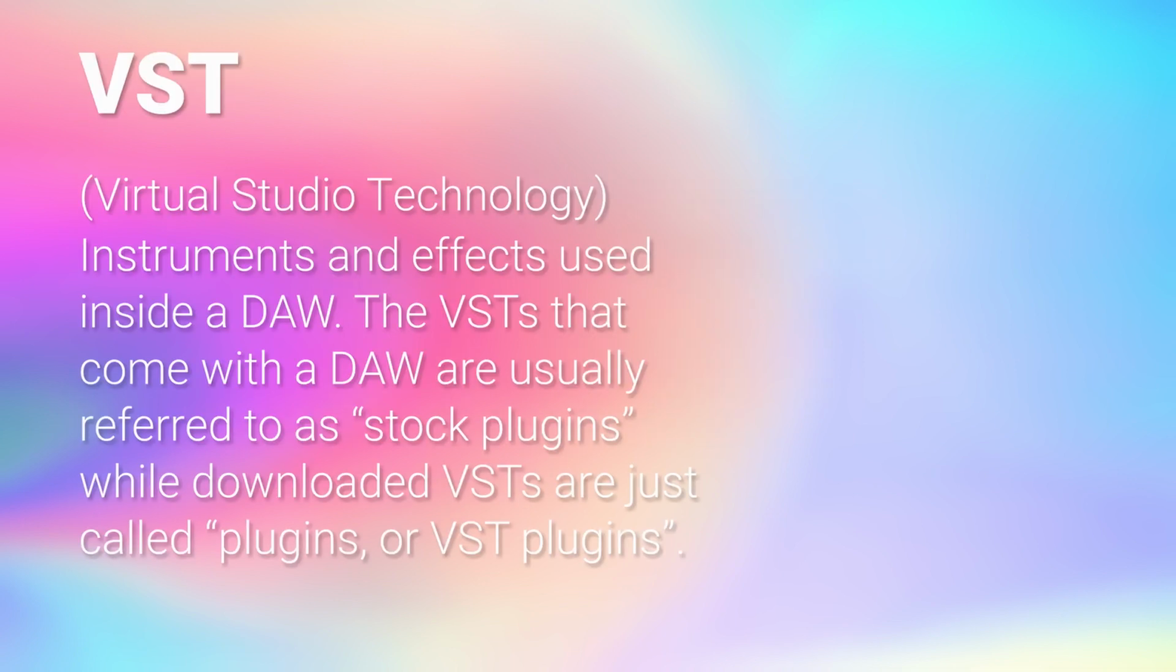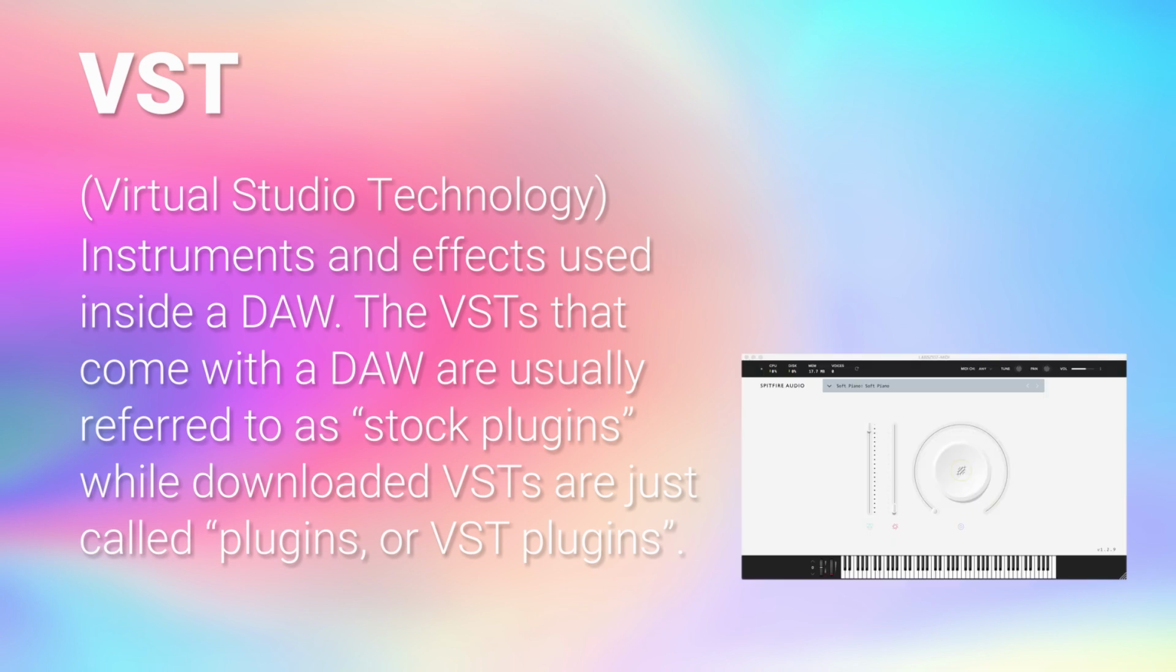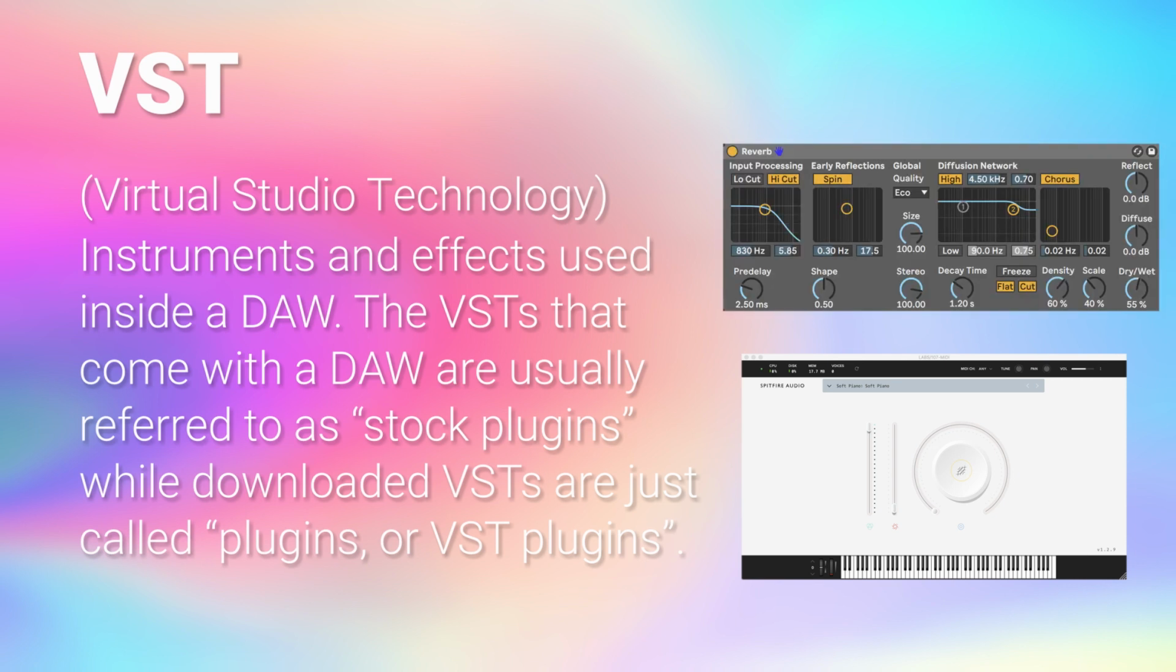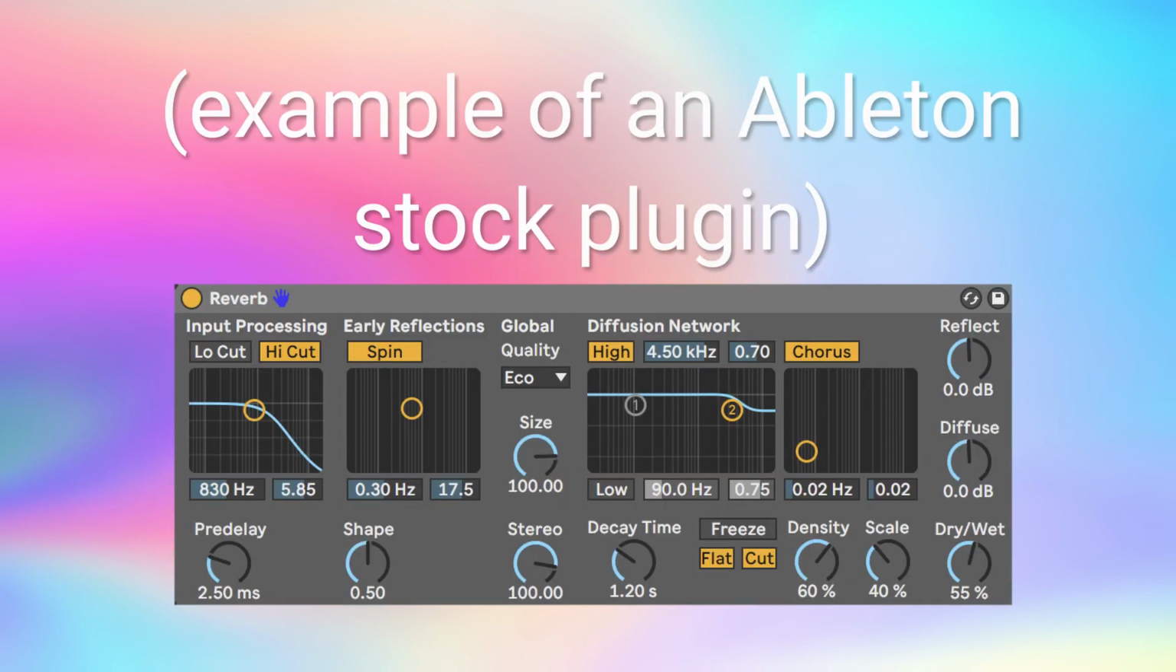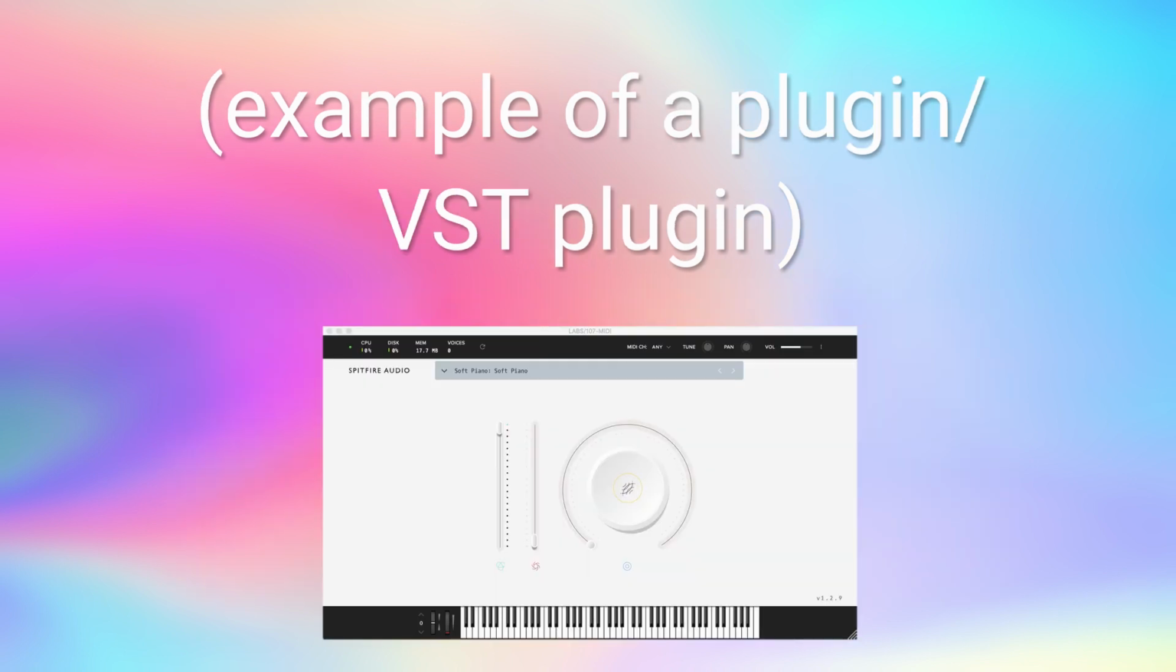A VST, or virtual studio technology, is any instrument or effect used in a DAW. For example, the piano instrument you add to your MIDI clip is a VST, and the reverb effect you add to the piano so it sounds like it's in a big room is also a VST. Most DAWs come with a lot of VSTs built in, like instruments, effects, synths, etc., but you can also download VST plugins online. The VSTs that come with a DAW are usually just referred to as stock plugins, while downloaded VSTs are called plugins or VST plugins.